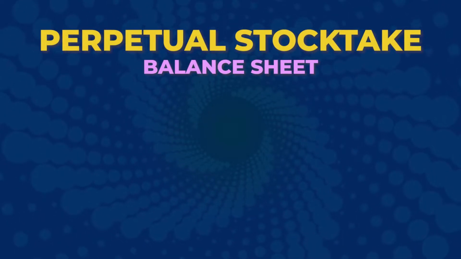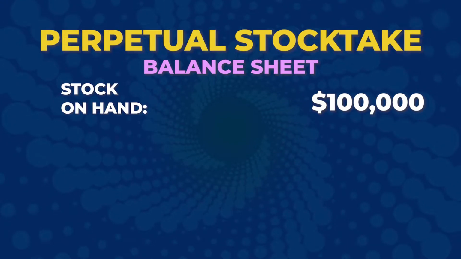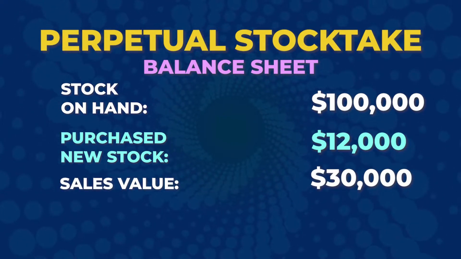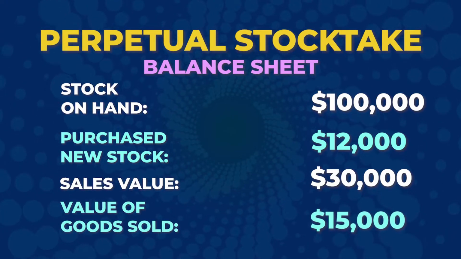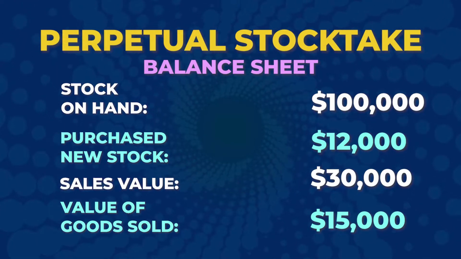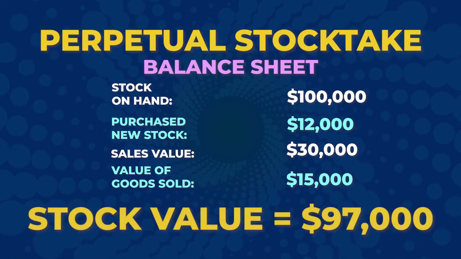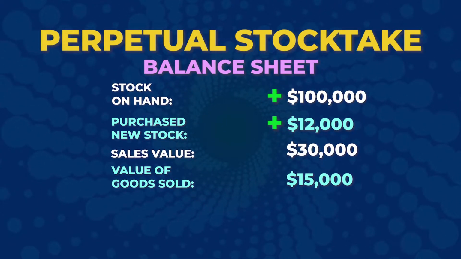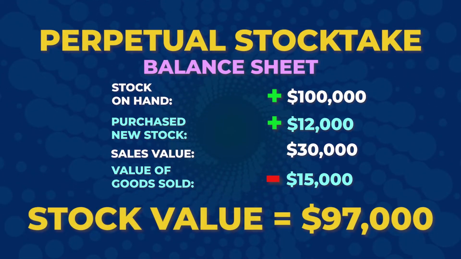Let's assume at the start of the day you have $100,000 worth of stock on hand. You purchase during the day $12,000 worth of new stock. You have a sales value of $30,000 and the value of the goods you sold was $15,000. This would mean that the stock value at the end of the day is $97,000. How do we arrive at that value? We had an opening amount of $100,000. We purchased $12,000, but we then consumed $15,000, which gave us a value of $97,000.